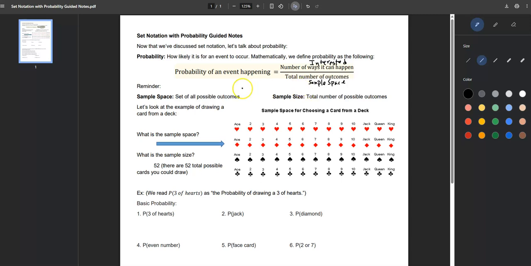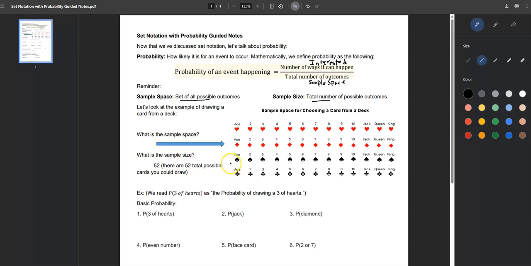Okay? So a couple of reminders. Remember, my sample space is all possible outcomes that I'm looking at. The sample size is the total number of those possible outcomes. So let's look at an example of drawing a card from a deck of cards. This is my sample space right here. I have an ace of hearts, a two of hearts, and so on and so forth, and 5 of diamonds, 7 of diamonds. There are 52 total possible cards that you could draw. Again, these 52 are my sample space, and my sample size is the 52 that I've got here.